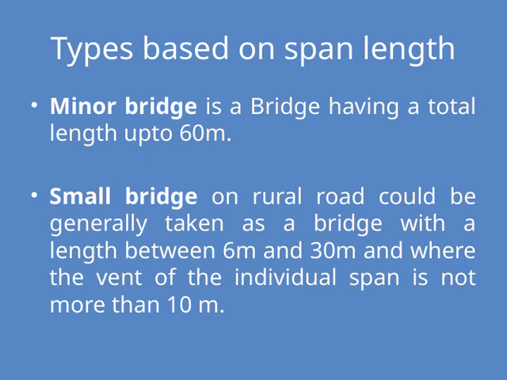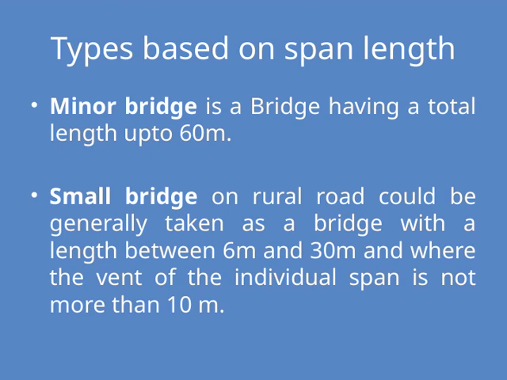Now, when we look at small bridges on rural roads, these are typically considered to be bridges with lengths ranging from about 6 meters to 30 meters. In addition, the span of the individual sections or spans of these bridges usually doesn't exceed 10 meters. This means that these small bridges are often designed to cross relatively small obstacles, like streams or small ravines, and the span length is kept manageable for easier construction and maintenance.